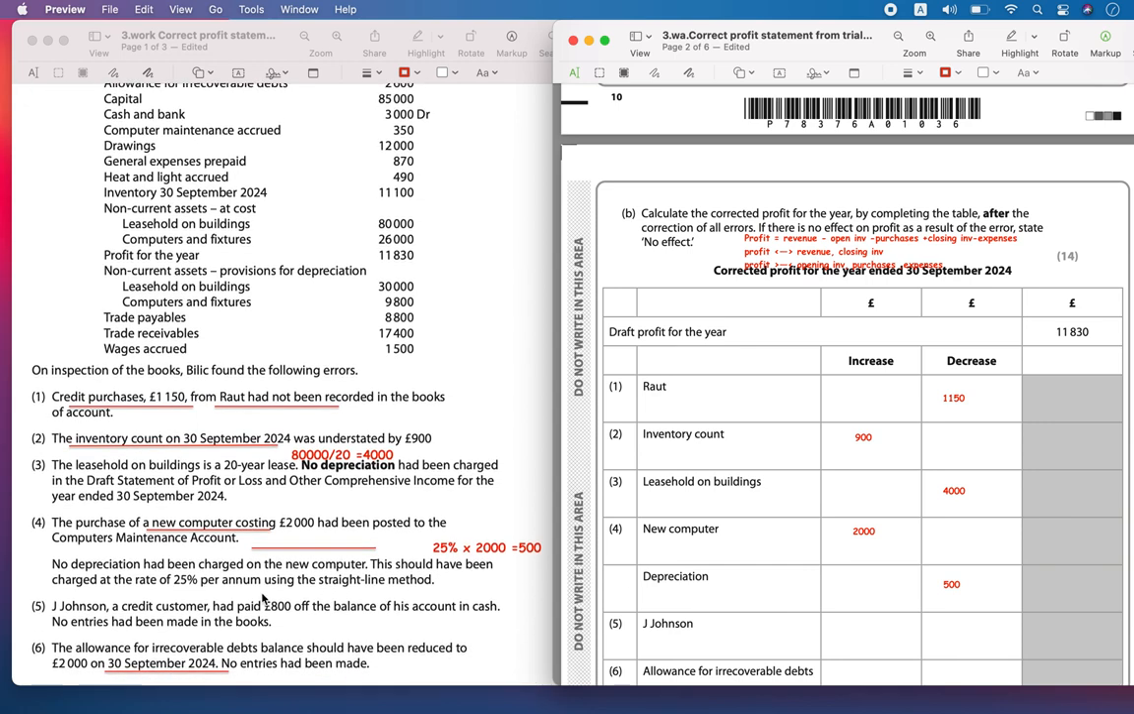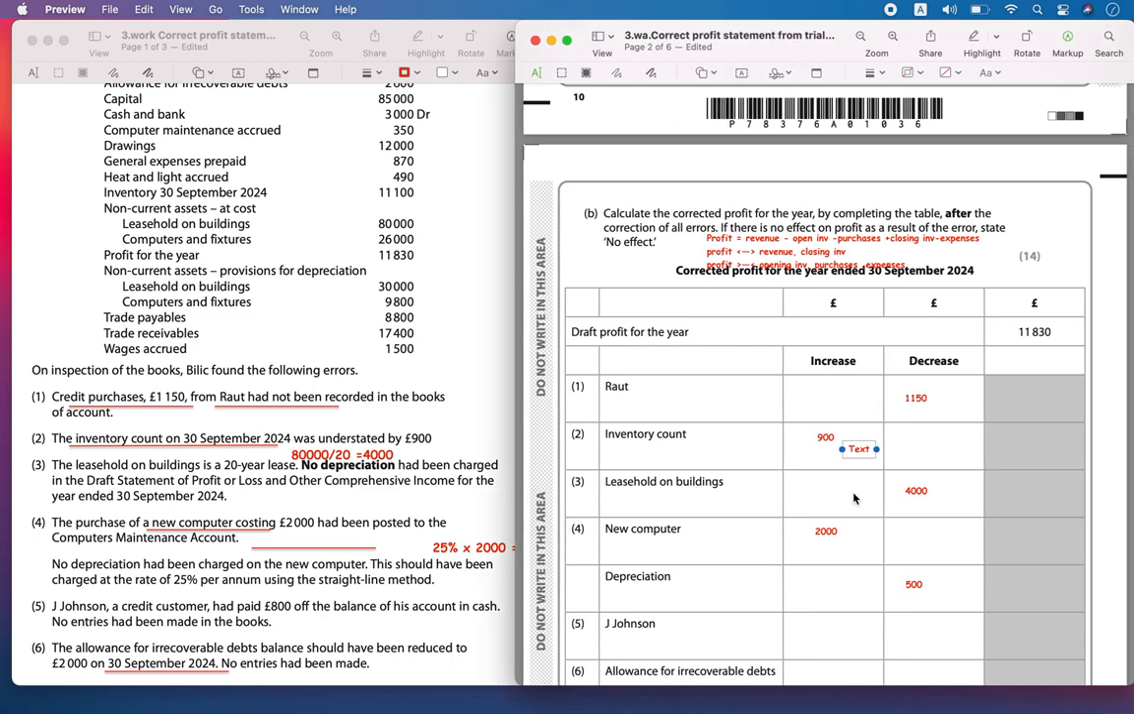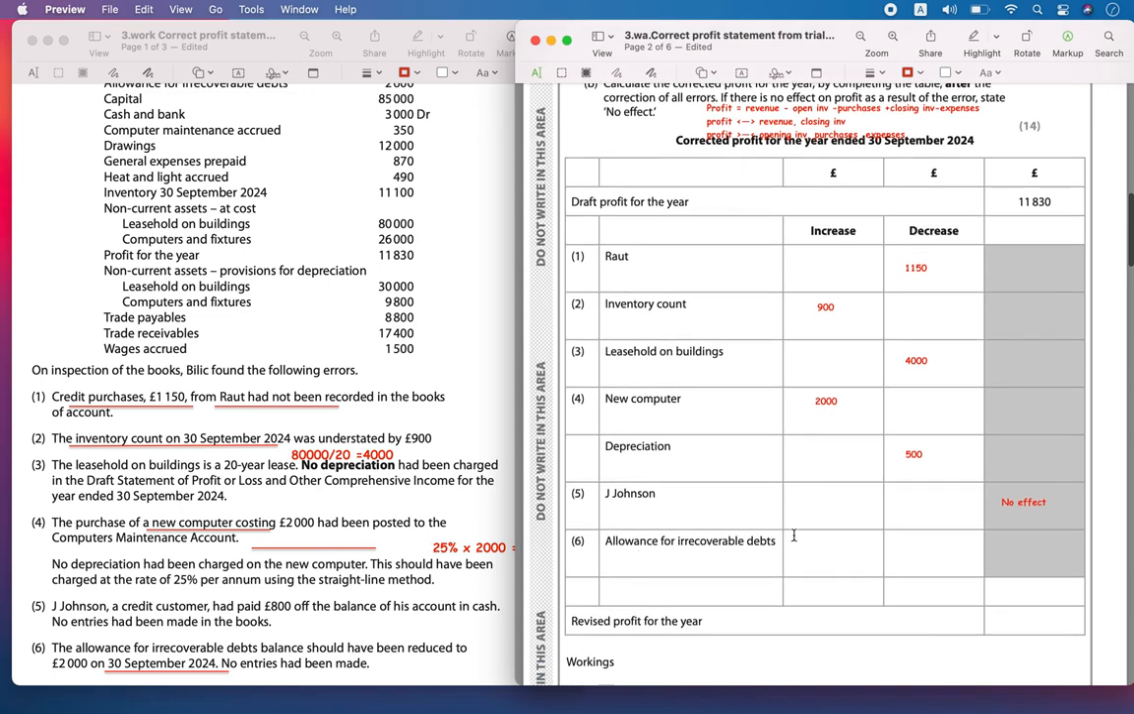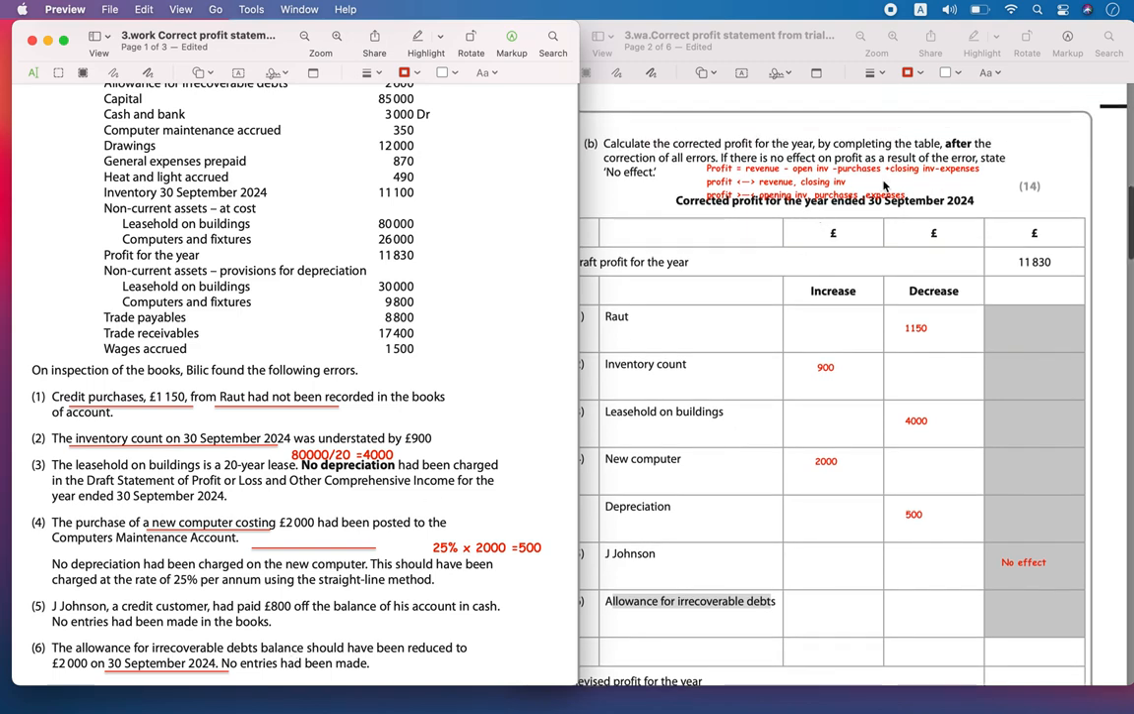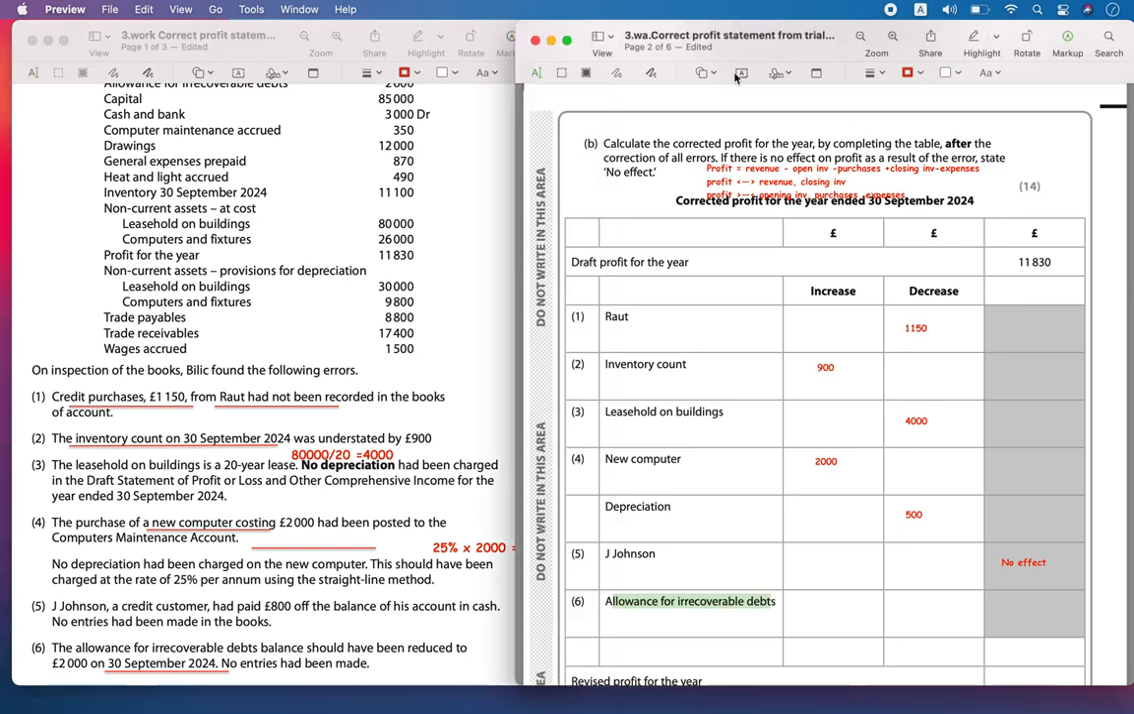Next, J Johnson paid some cash. He is a trade receivable, so this person's account is not going to reflect anywhere in the income statement. So it has no effect. Then for the other income, we saw that there is an increase in income, which means an increase in profit by the same amount, 600.